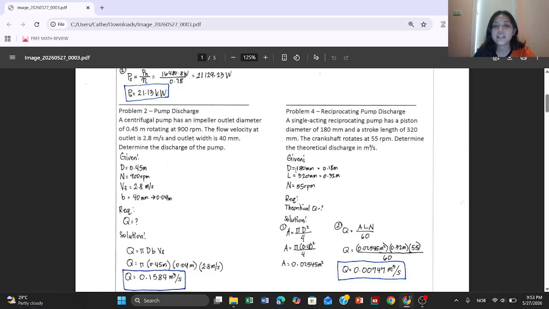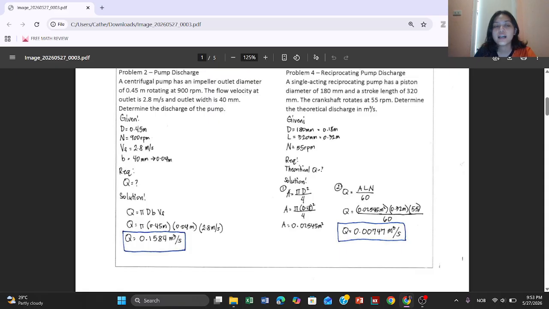Given, we have the piston diameter of 180 mm, which equals 0.18 meter, the stroke length of 320 mm, which equals 0.32 meters, and the speed of 55 rpm. The required for this problem is the theoretical discharge in cubic meter per second. For the solution, first get the area, with the formula pi times d squared over 4, which is 0.0254 square meter.